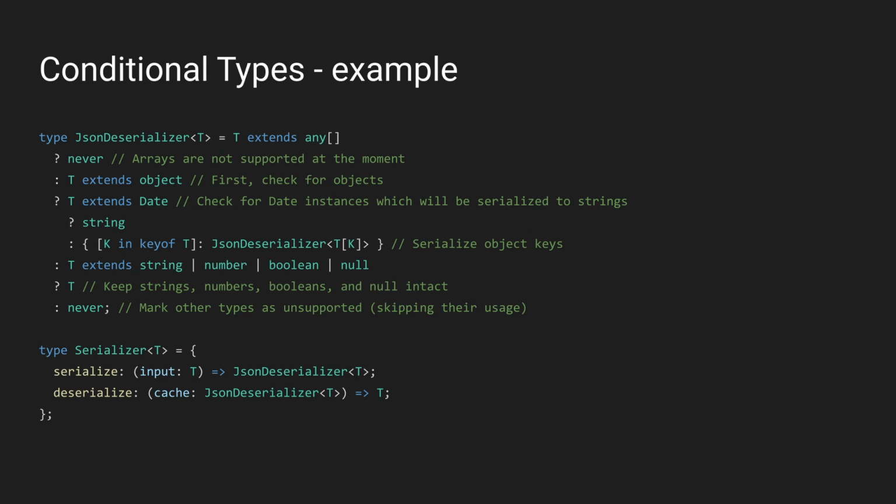Okay, this is a helper template, but what does the final object look like? We will create a Serializer type that contains serialize and deserialize keys. Serialize is a function that can accept the base type and return the serialized version. We are using the JSON deserializer helper template for it. The deserialize method will be the opposite operation.